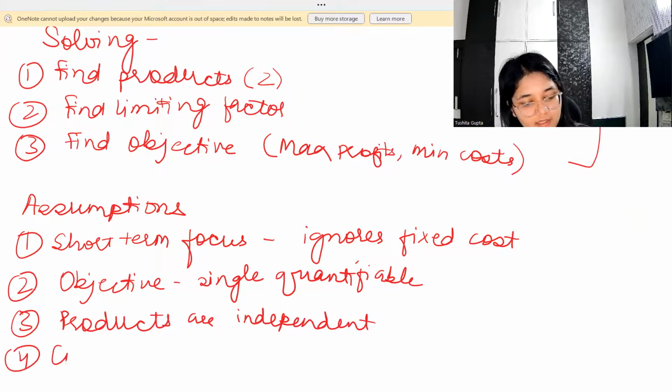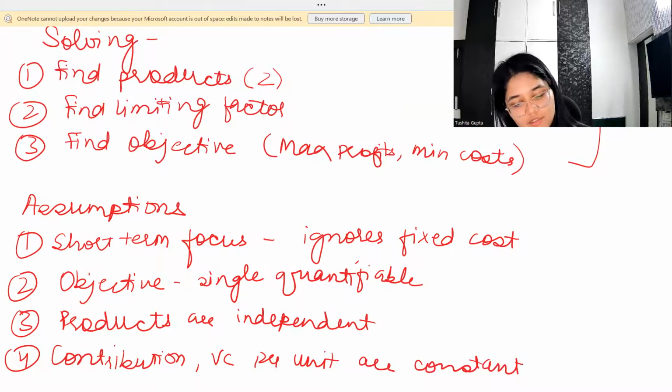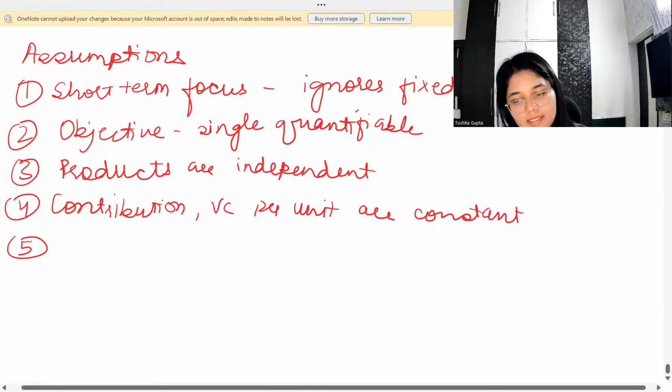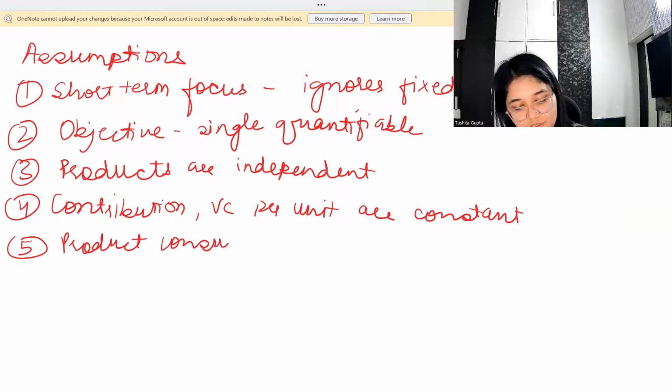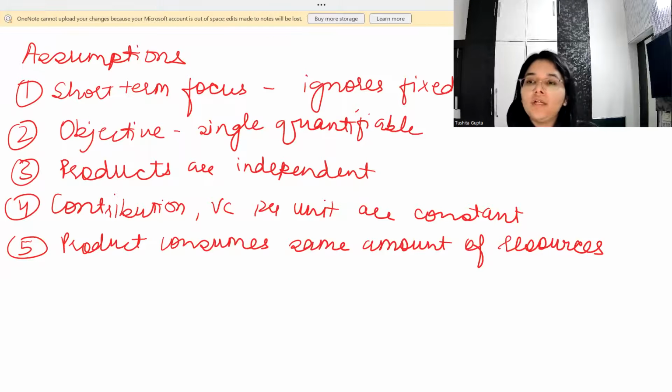Then it also assumes that your contribution and VC per unit, variable costs and contribution per unit, are again constant. And another assumption, which is the same as the previous one, is that your product consumes the same amount of resources. So these are the assumptions, more or less similar to what were there in the key factor analysis. Now we are done with the assumptions of linear programming.